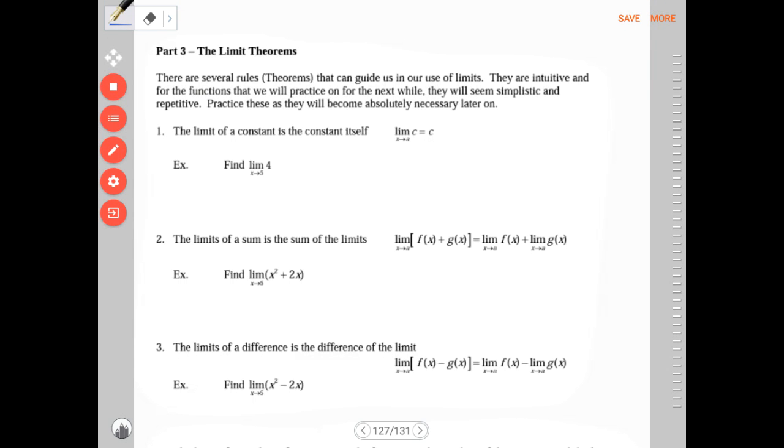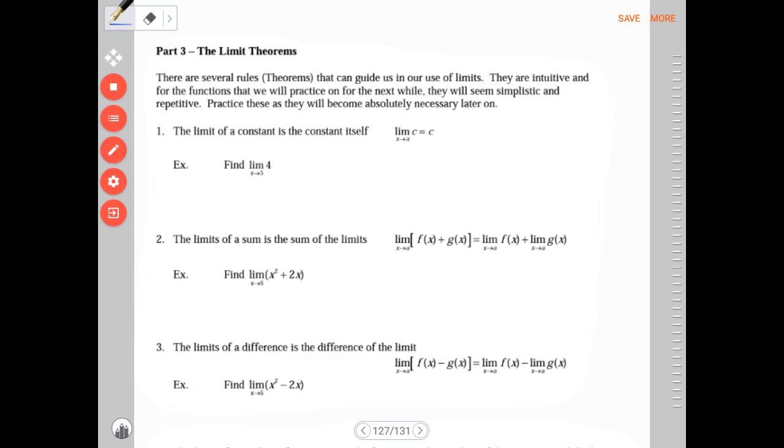Okay, limits of a function, part 3, the limit theorems. There are several rules or theorems that guide us in our use of limits. They are intuitive, and for the functions that we will practice on for the next while, they seem kind of simplistic and even a little repetitive. Practice these, though, as they become necessary later on.